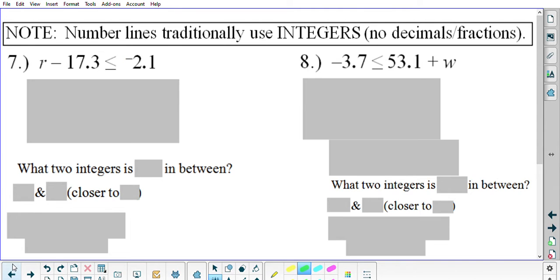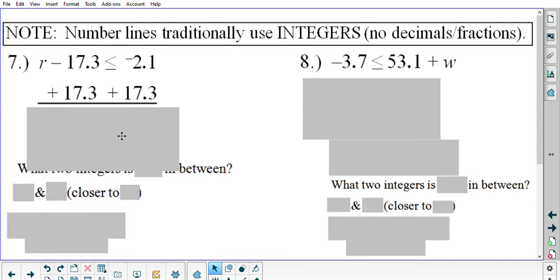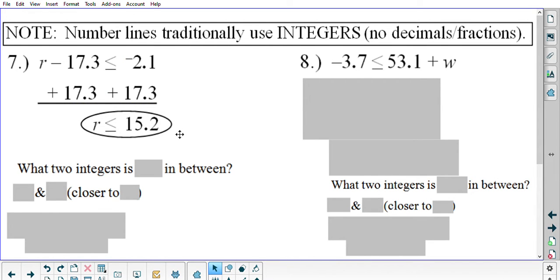And I want to talk about the very bottom, because this is kind of like what we were doing, except now there's decimals involved. So number 7, and this is already typed up for you in your guided notes, you would do the inverse of subtraction, which is adding. And so, that's going to give you r is less than or equal to 15.2. Doesn't seem like a big deal, right? But we're going to have to graph.